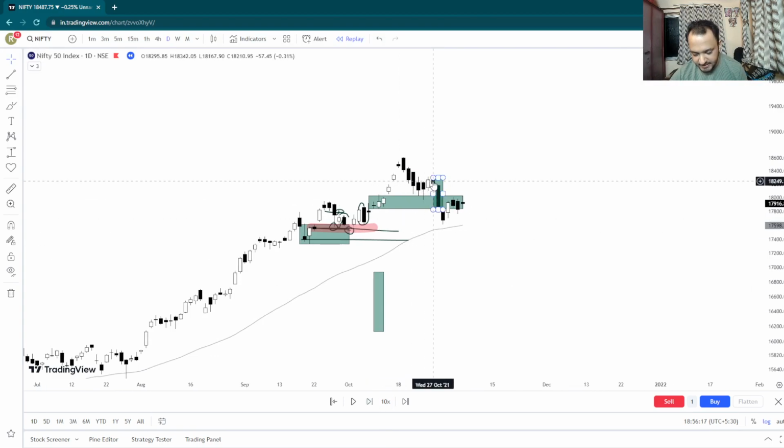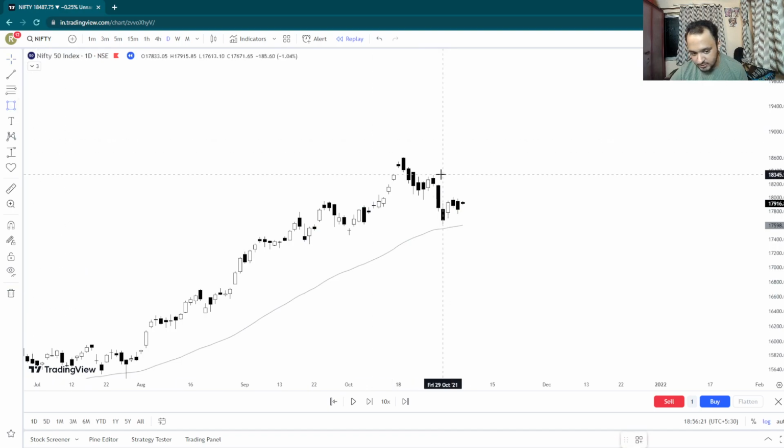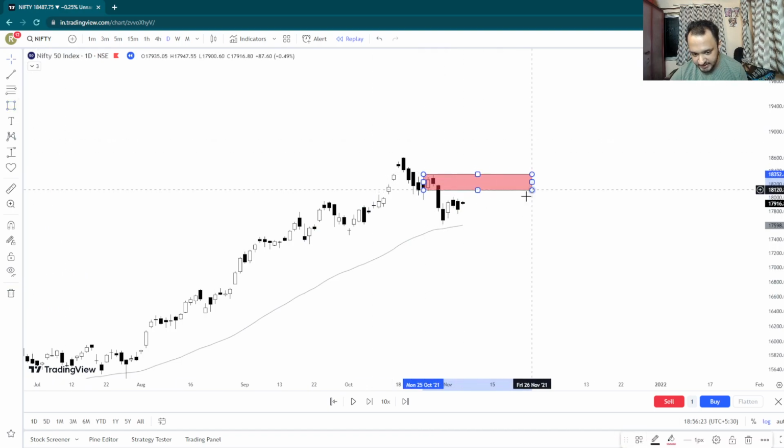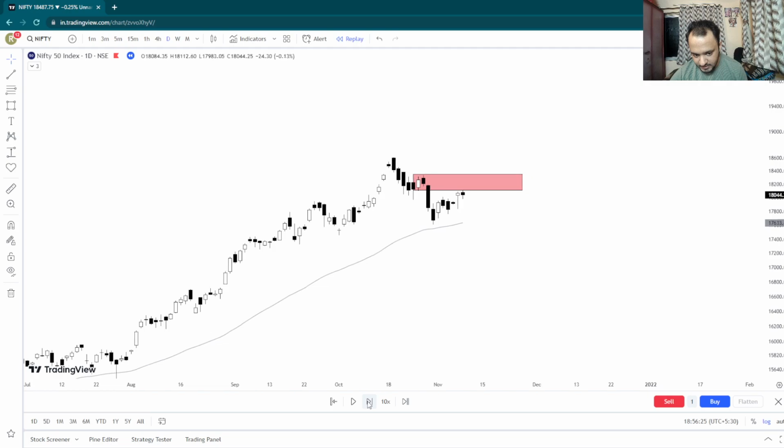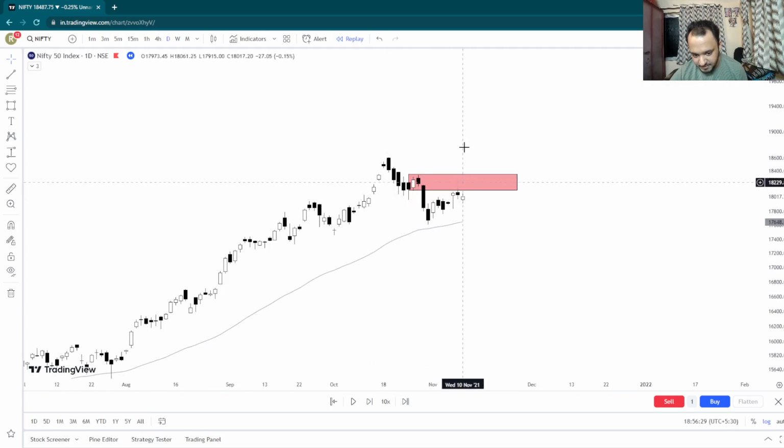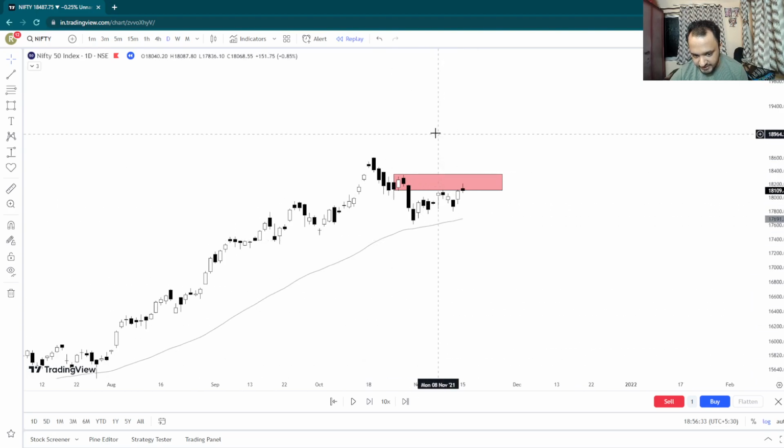So this is my supply now, right? Demand अगर break हो जाता है तो trend is down. So now I will focus on the supply area. You see, we are testing the supply. Let's see if we break through the supply or come down. All right, so you see, supply has also done its job here.